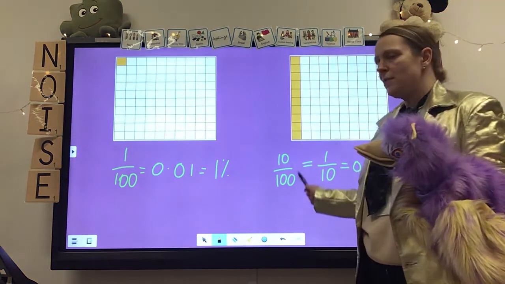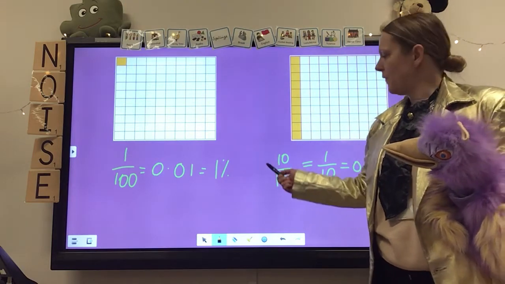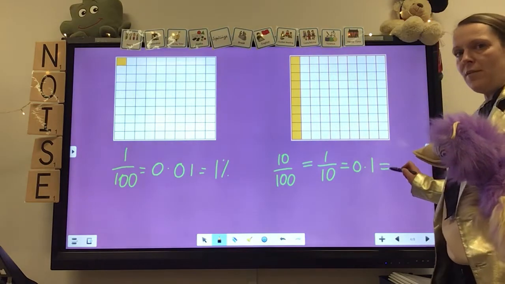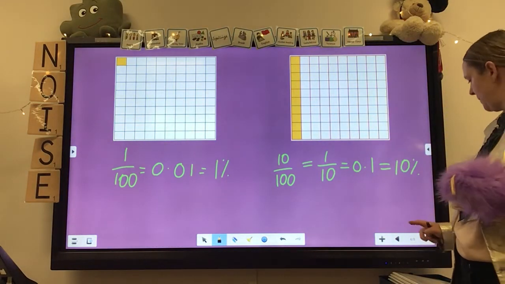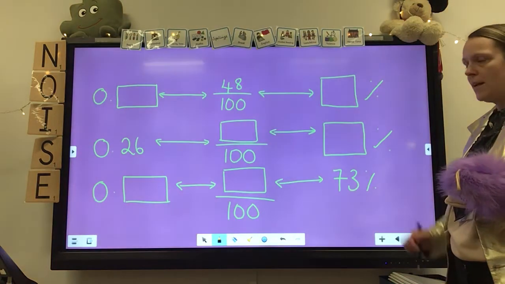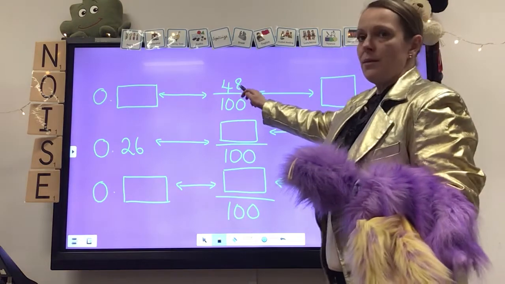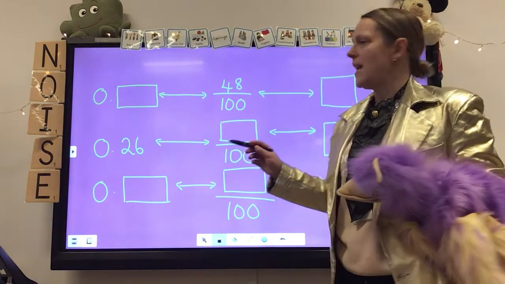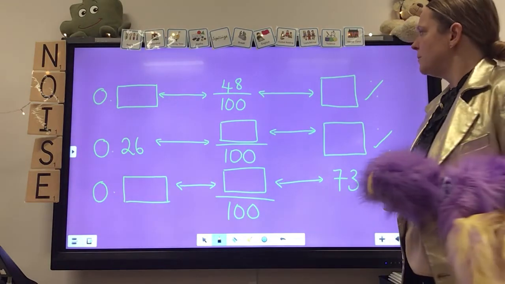But knowing out of 100 here is going to help us know what the percentage is. So if I've got 10 out of 100 and I know percentage is out of 100, then that must be equivalent to 10%. Okay, moving on to the next slide. So now I have 48 hundredths, 48 out of 100. I want to know what that is as a decimal and as a percentage, okay?